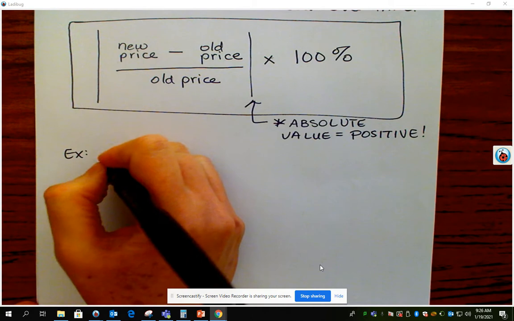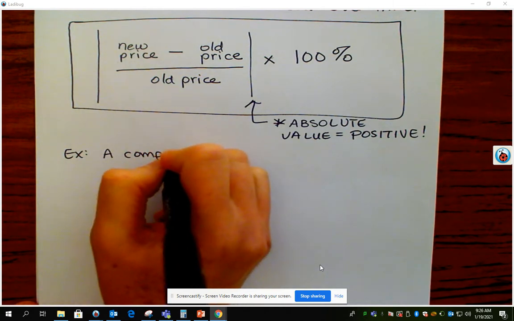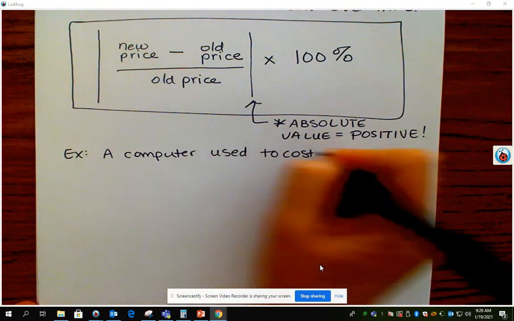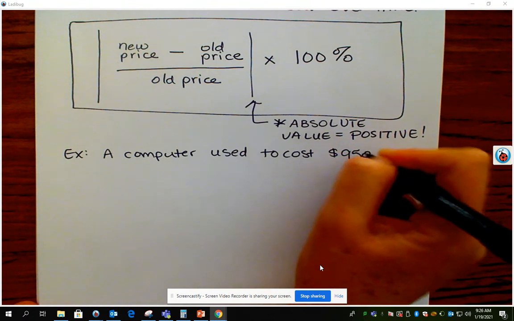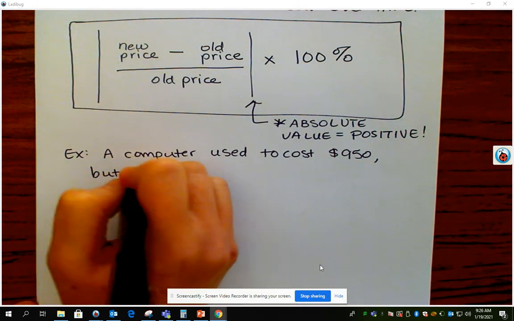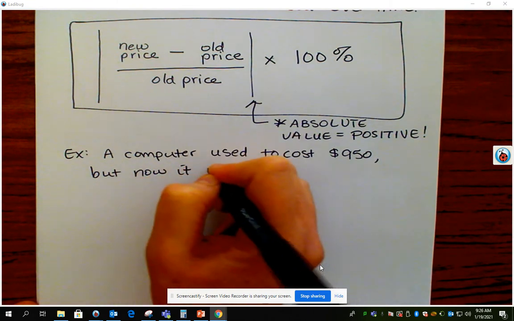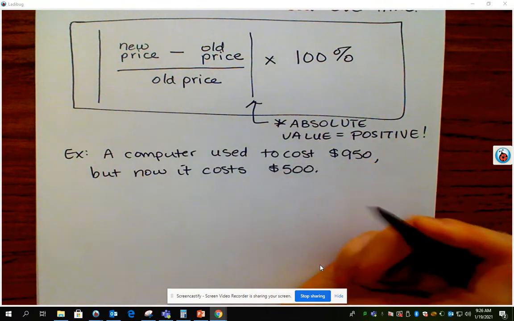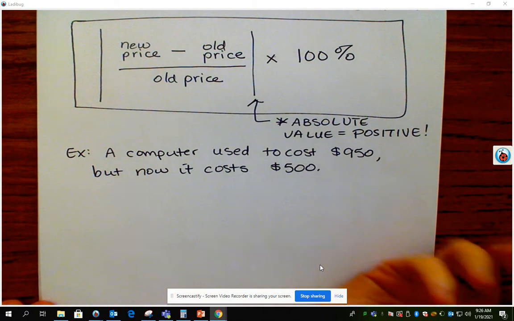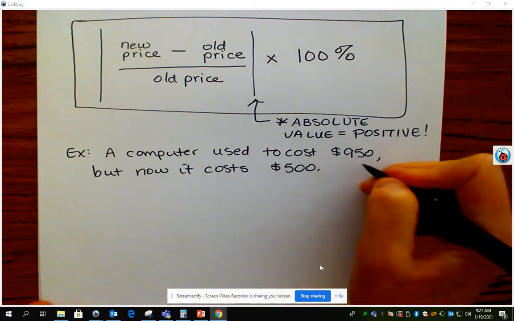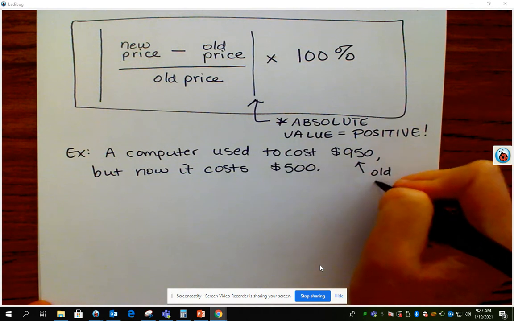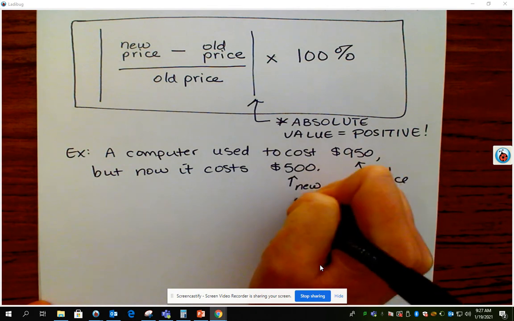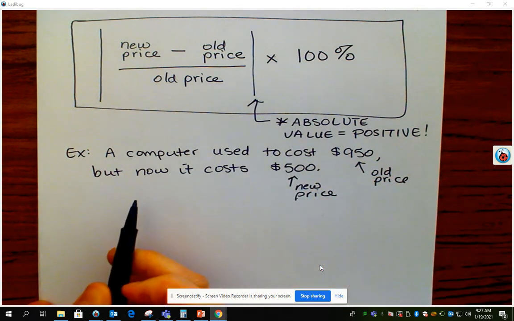So say that a computer used to cost $950, but now it costs $500. As parts have gotten easier to produce, the price in computers has gone down. So if it used to cost $950, this one is going to be the old price. And now it costs $500. This one will be our new price. So we're just going to simply plug them into our equation.